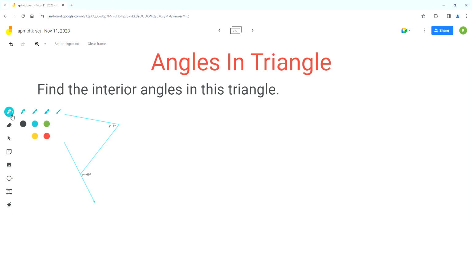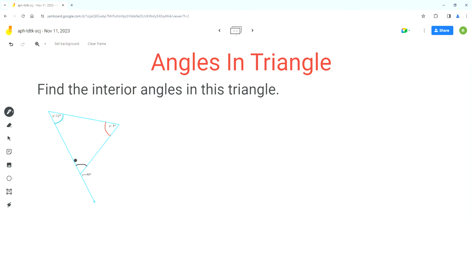So the first interior angle is this blue angle. The second interior angle in this triangle is this red angle. And the third interior angle in this triangle is this black angle. So we have to find the measure of these three angles.